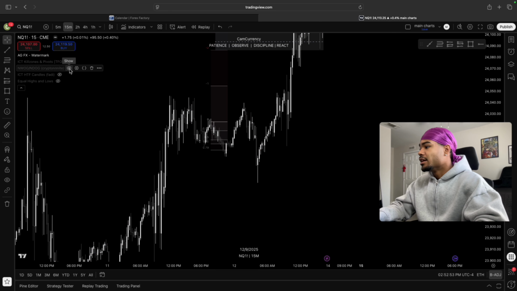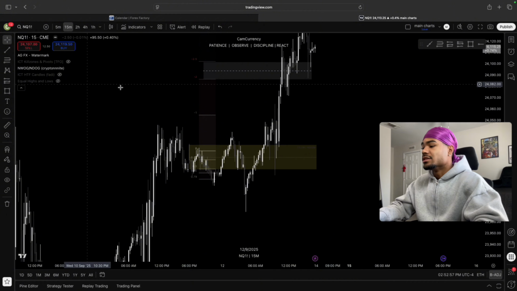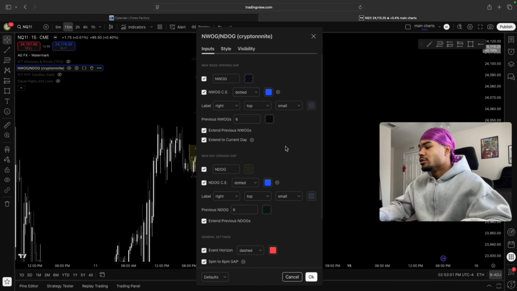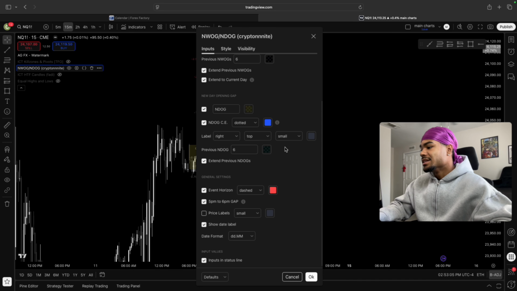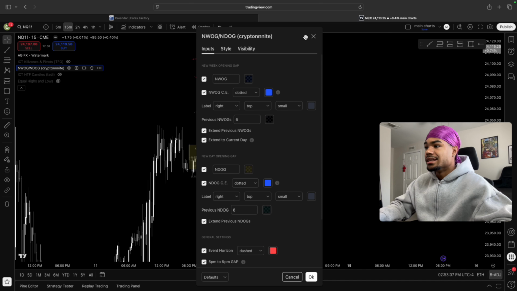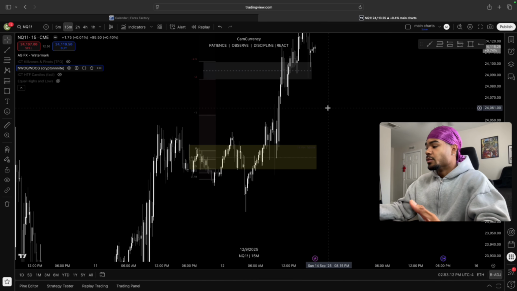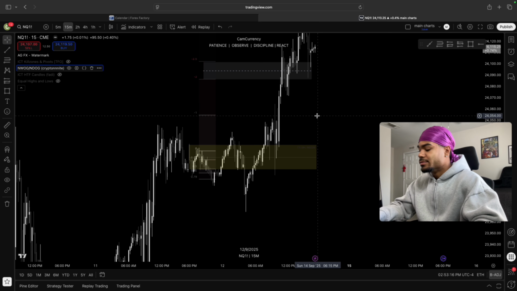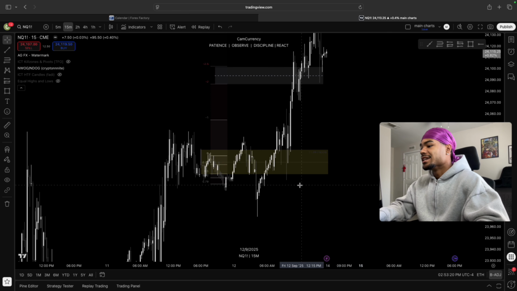Now, the second indicator, which I probably use the second most, would be the new week and new day opening gaps by Crypto Night. I will show you my settings for this as well before I break it down. If you do not know what the weekly and daily opening gaps are, they are essentially just the gaps in price when we get a new day open and a new week open. These gaps can be used basically as fair value gaps in a way, like trampolines for price, where you can potentially expect a rejection or reversal.